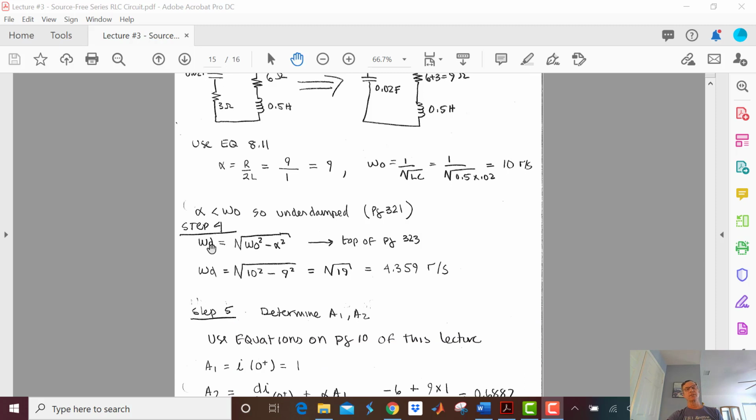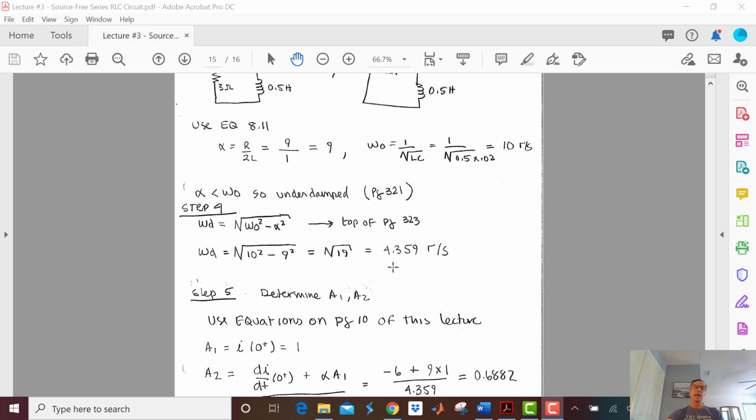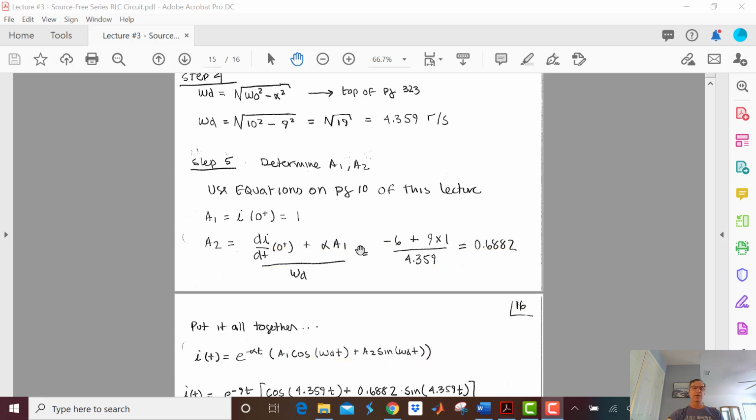So now we know we're going to get a boing, right? So let's figure out the boingy frequency. It's going to be omega d, which is the square root of omega naught squared minus alpha squared. See how I'm using our toadstools here? So now let's get A1 and A2.